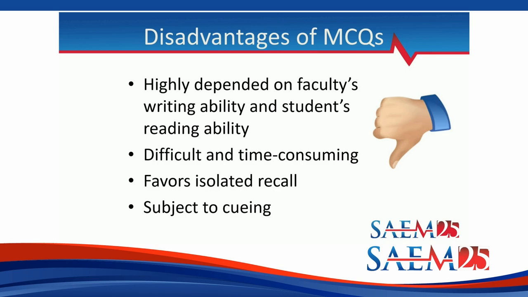They take a long time to process. It's easy to write a test that just favors what I call flashcard facts, right? Isolated recall stuff you can put into an Anki deck. That's super easy. And it's harder to get into some of the different levels of Bloom's taxonomy. And if you're not careful, you can actually write questions that basically give away the answer, even if you don't know what the question is about.